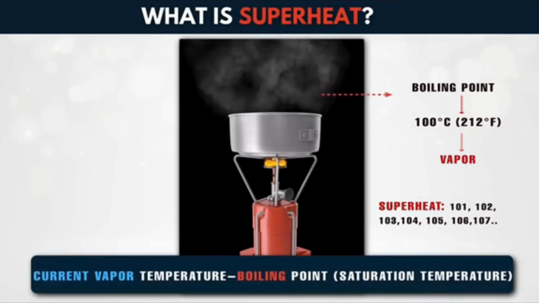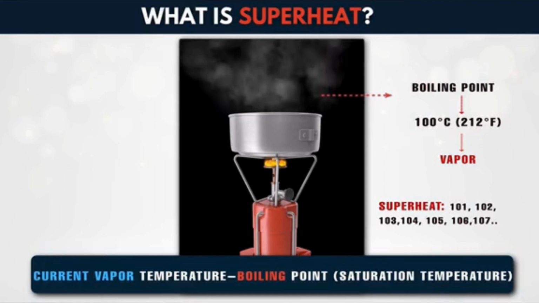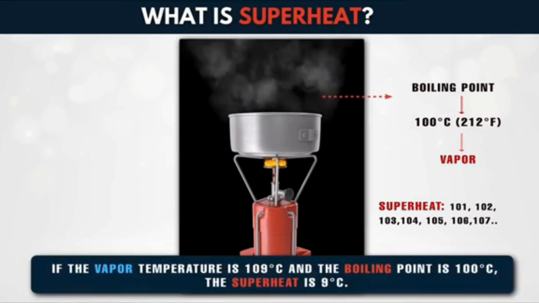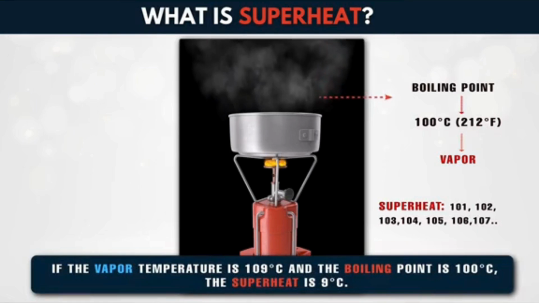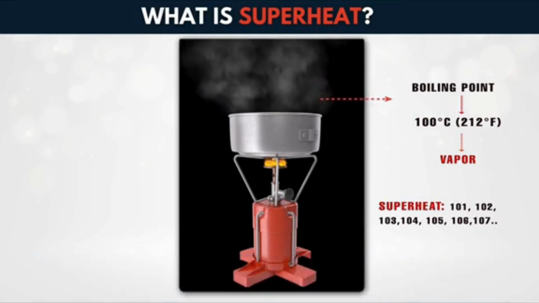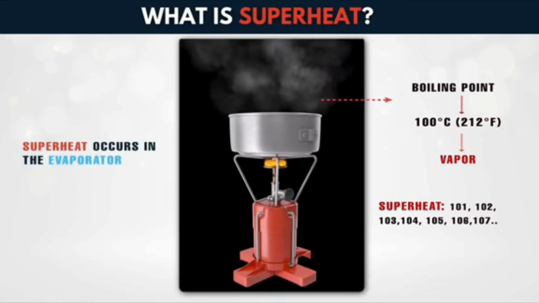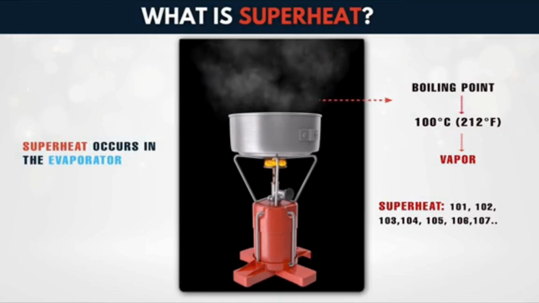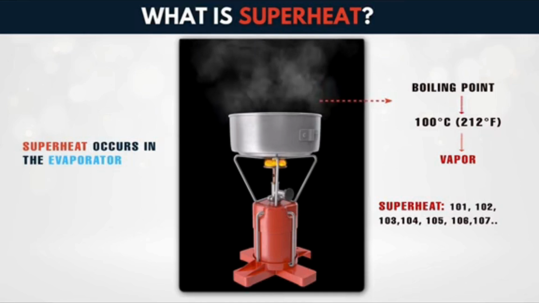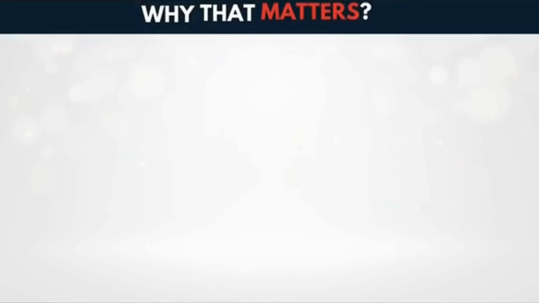Formula for superheat: superheat equals current vapor temperature minus boiling point, the saturation temperature. Example: if the vapor temperature is 109 degrees Celsius and the boiling point is 100 degrees Celsius, the superheat is 9 degrees Celsius. In HVAC systems, superheat occurs in the evaporator. The refrigerant absorbs heat from the indoor air, evaporates into vapor, and, if designed correctly, leaves the evaporator slightly above its boiling point. Why does that matter?